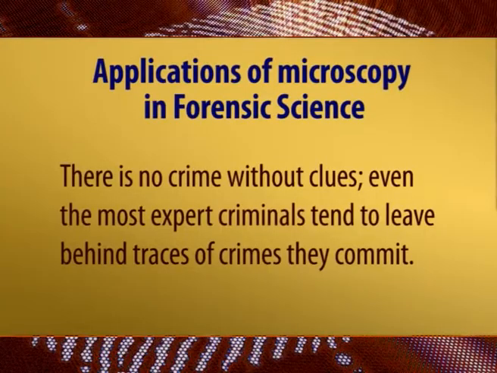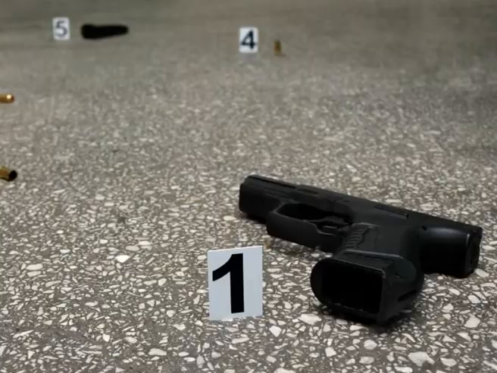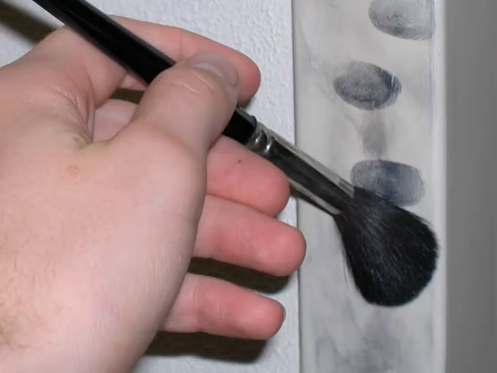Coming to the applications of microscopy in forensic science. There is no crime without clues. Even the most expert criminals tend to leave behind traces of the crimes they commit. There may be cartridge cases left at the scene of crime or damages made with a crowbar, handles of the door, etc. Besides the classic fingerprints, the perpetrators of crime tend to even leave behind hair or fiber traces. Forensic investigations aim at examining these crucial evidences left at the crime scene and analyzing them accordingly. Microscopic examination and analysis of evidences provide valuable results in crime scene investigation.